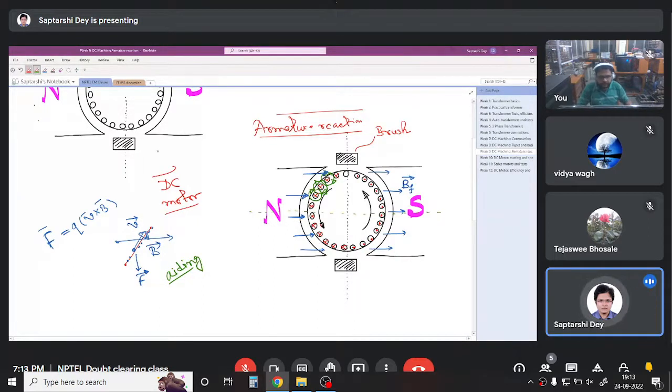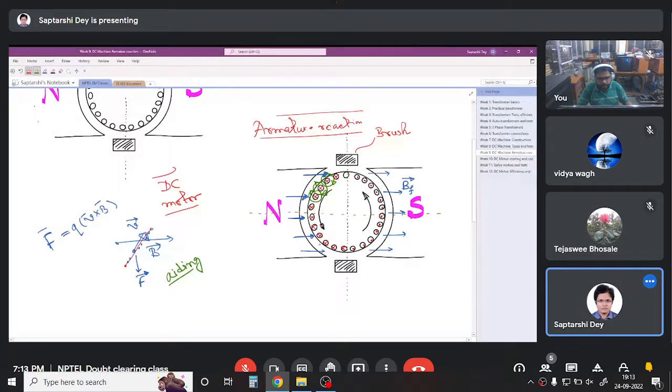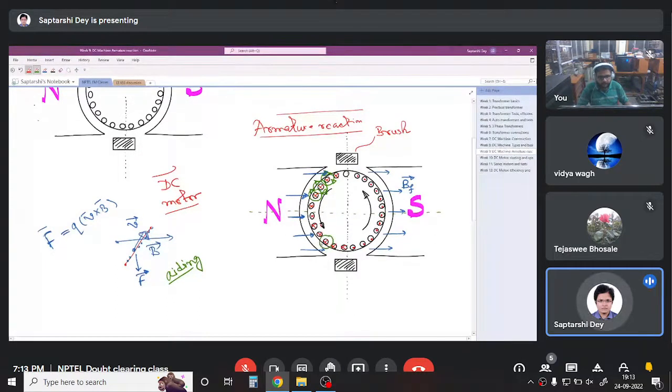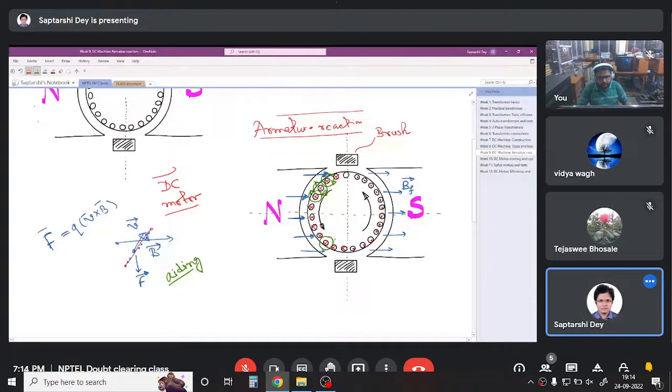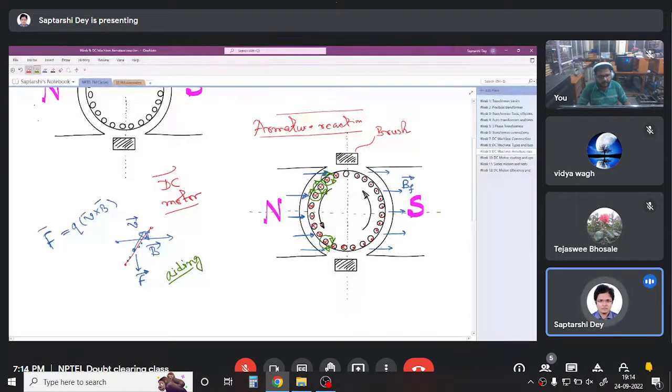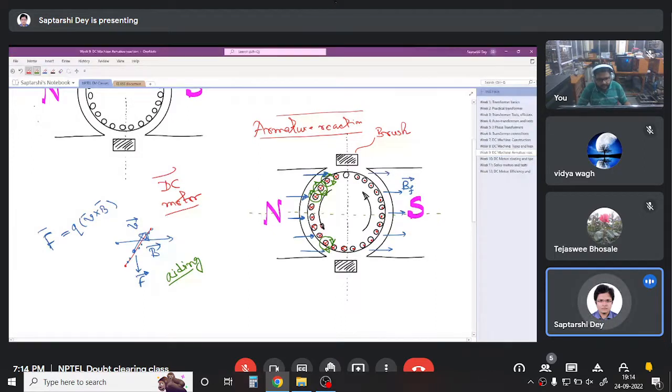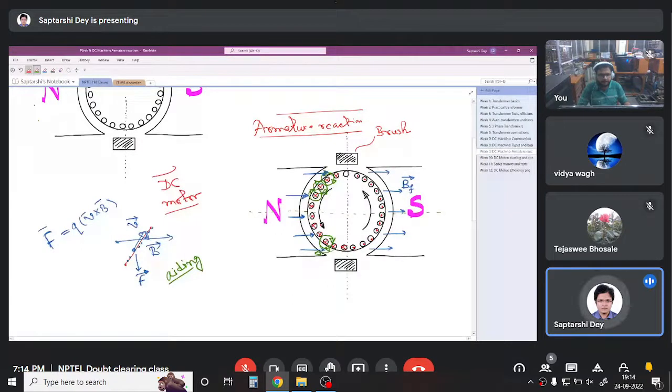On the other hand, if we look at a conductor on the lower half, it is again creating a magnetic field in the clockwise direction. Right hand thumb rule you can apply and find out. But you see here, the direction is opposite. It's anti-clockwise, rotating in this direction, so it is opposing the magnetic field of the main field or the field winding.